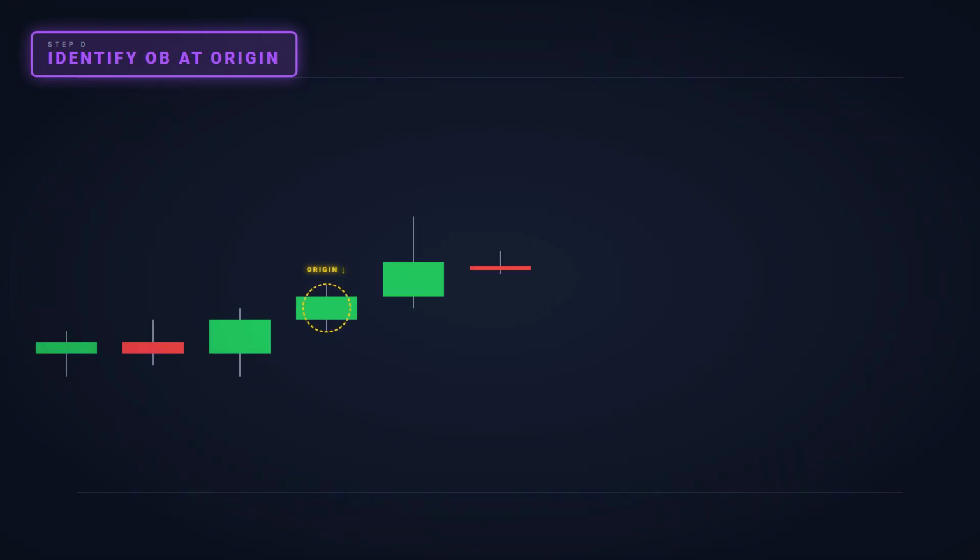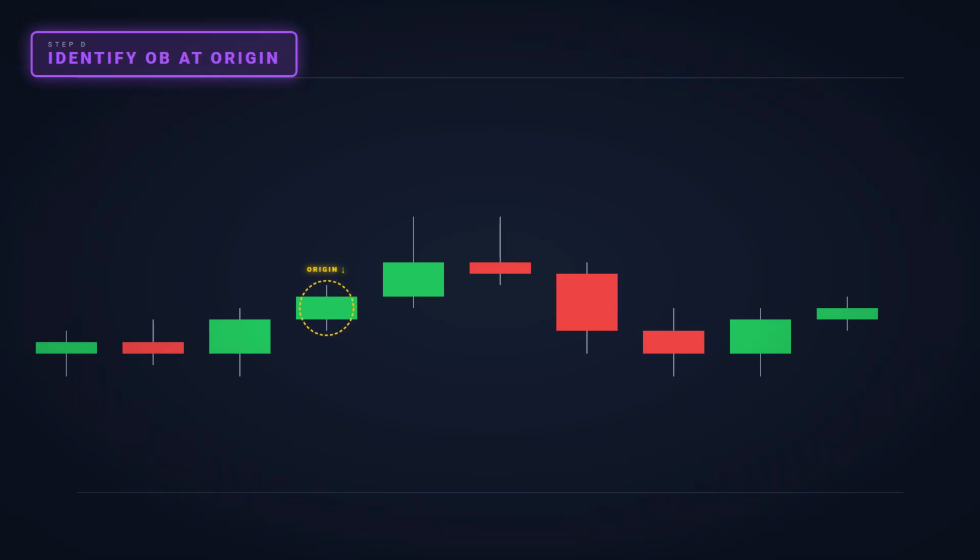Step D, identify the order block at the origin of the sweep. The sweep was caused by something. Price didn't push upward randomly. It pushed upward from an origin point where there was a concentrated cluster of institutional buy orders engineered specifically to push price into the liquidity above. That origin point is your OB.